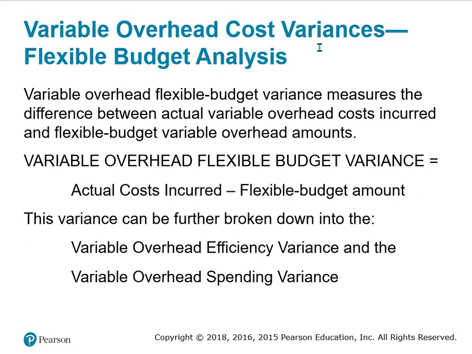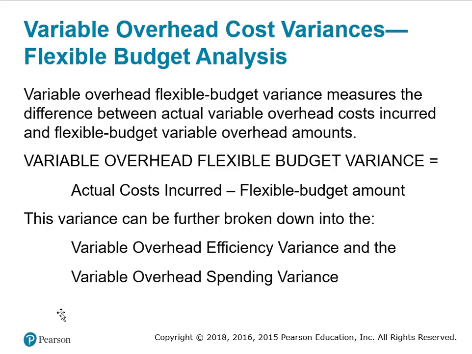So now let's look at variable overhead cost variances. This is flexible budget analysis. As seen here, the variable overhead flexible budget variance measures the difference between actual variable overhead costs incurred and flexible budget variable overhead amounts. So now we're in the far left column for actual, and then moving to the middle with the flexible budget. Your flexible overhead budget variance is actual costs incurred minus the flexible budget amount. Then we break it down one step more into variable overhead efficiency and spending.